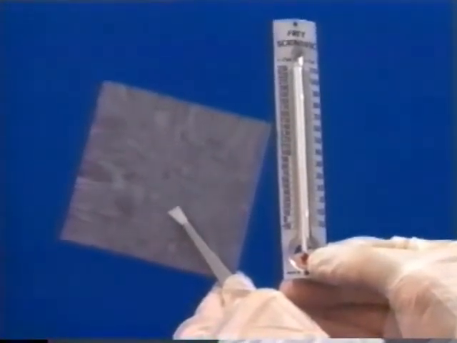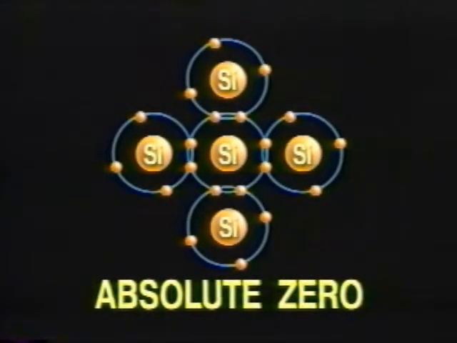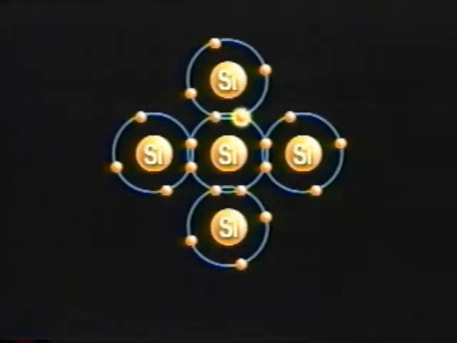Let's see what this means at the atomic level. At a temperature of absolute zero, the covalent bonds between silicon atoms are very strong. The electrons cannot move through the crystal. But as ambient temperature increases, the heat energy absorbed by some of the valence electrons can cause one of them to be lifted out of its orbit.